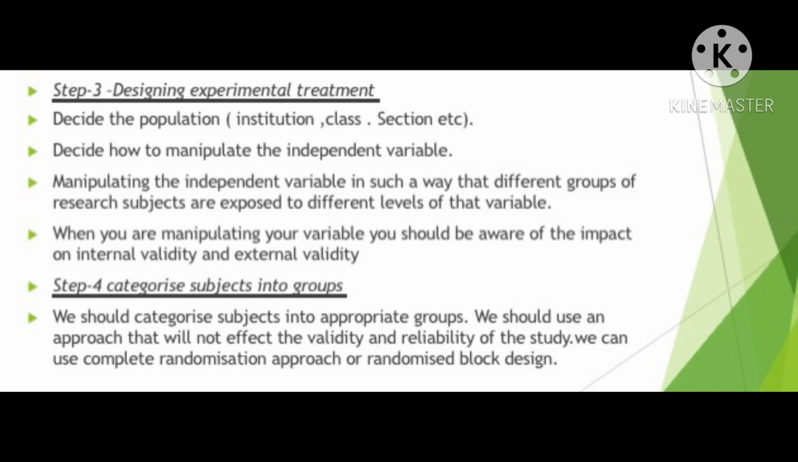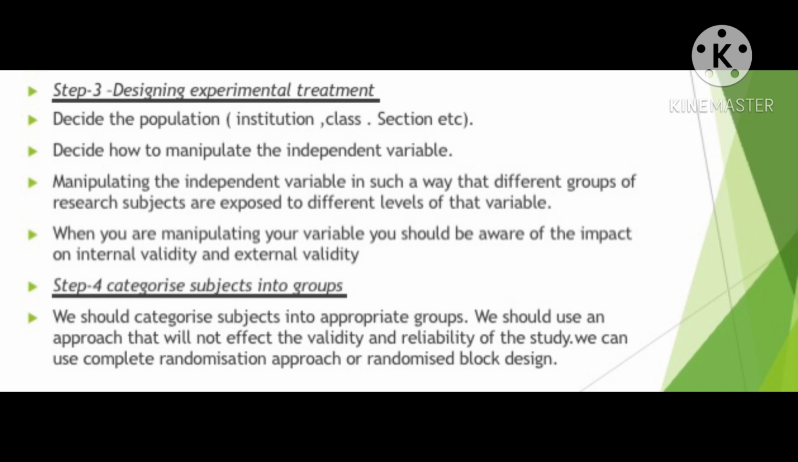In the next step, the researcher is designing his treatment. Here he decides which is his population. For example, here the 9th standard students. So which class, which division, how many subjects should be there in each group. All these things he is deciding here. Decide how to manipulate the independent variable. Which way he is manipulating the independent variable. Researchers should manipulate the independent variable in such a way that it should not affect the internal or external validity of the treatment.